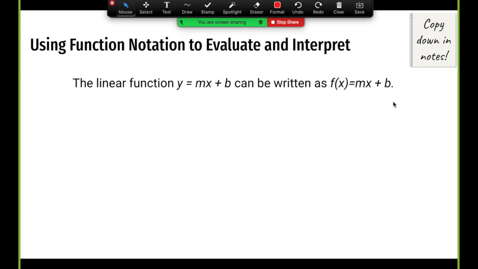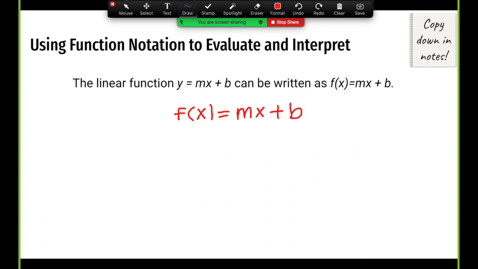Okay. So, using function notation to evaluate and interpret. We already know what a linear function is now, and what we want to do now is be able to evaluate and interpret the linear function. We say that a linear function can be written as f of x equals mx plus b. We use our x points right here as our input. And whatever our function is, this is the symbol for the function, and this is what changes our input.